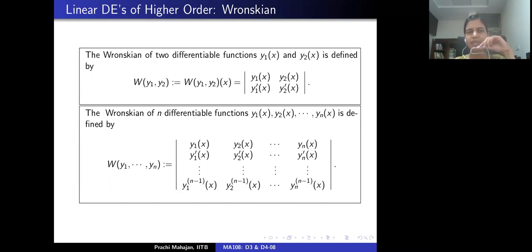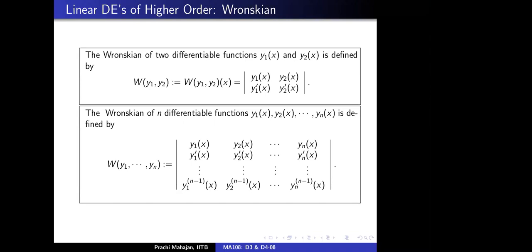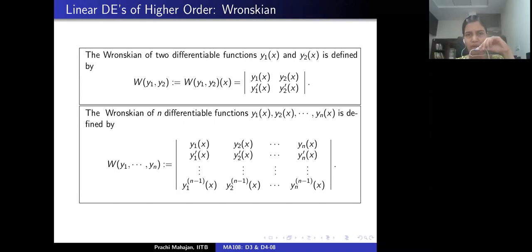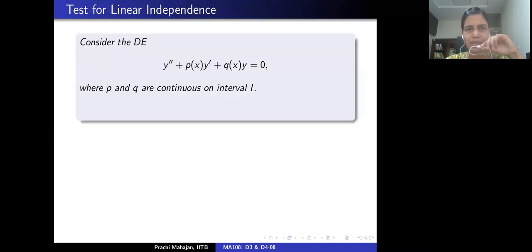So what do we want to do with the Wronskian? We would like to come up with a criterion for linear independence of n functions using the Wronskian, much like what we did for second order linear differential equations. Let's quickly recall what test for linear independence we were able to establish in the n equal to 2 setting.